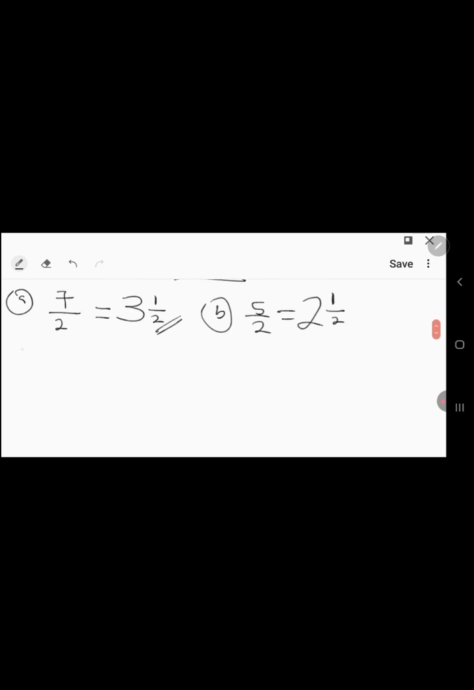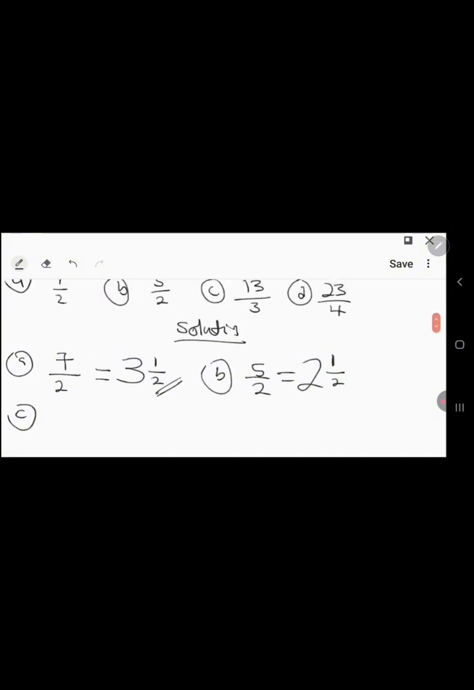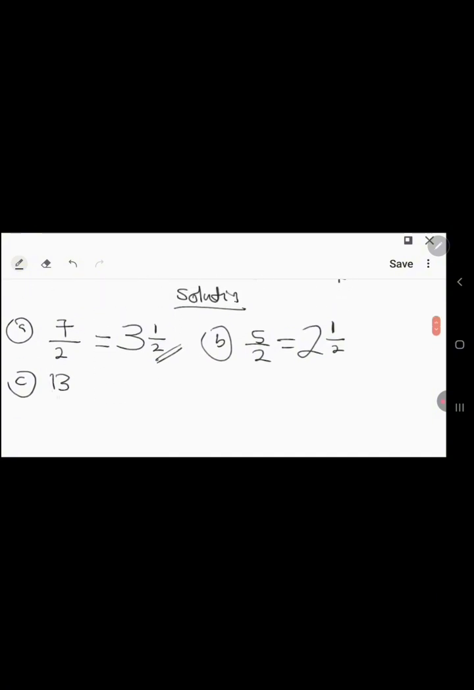So now again, for C I have 13/3. I will just say how many times 3 can go into 13. 3 plus another 3, that's 6, 2 times. Plus another 3, that's 9, which means 3 times. Plus another 3, that is 12. So I have 4 times, so I'll just say 4. Then remainder 1, then all over 3.